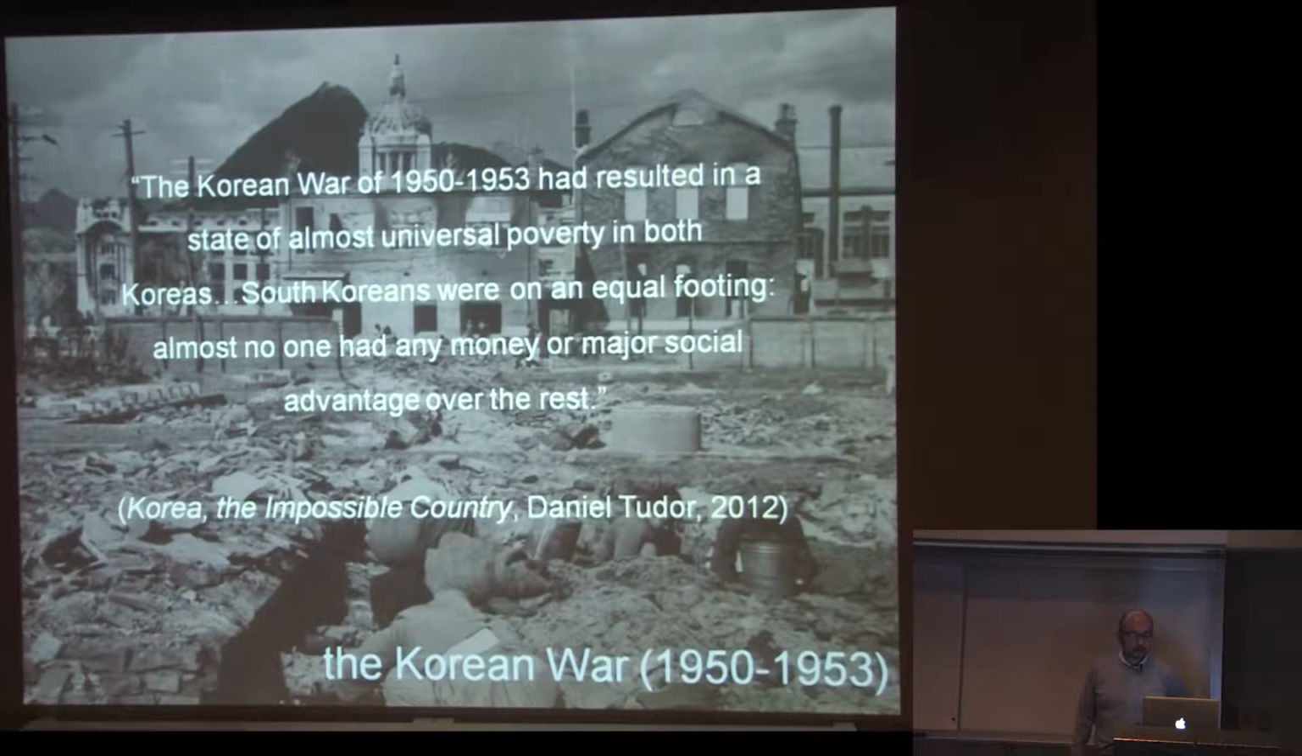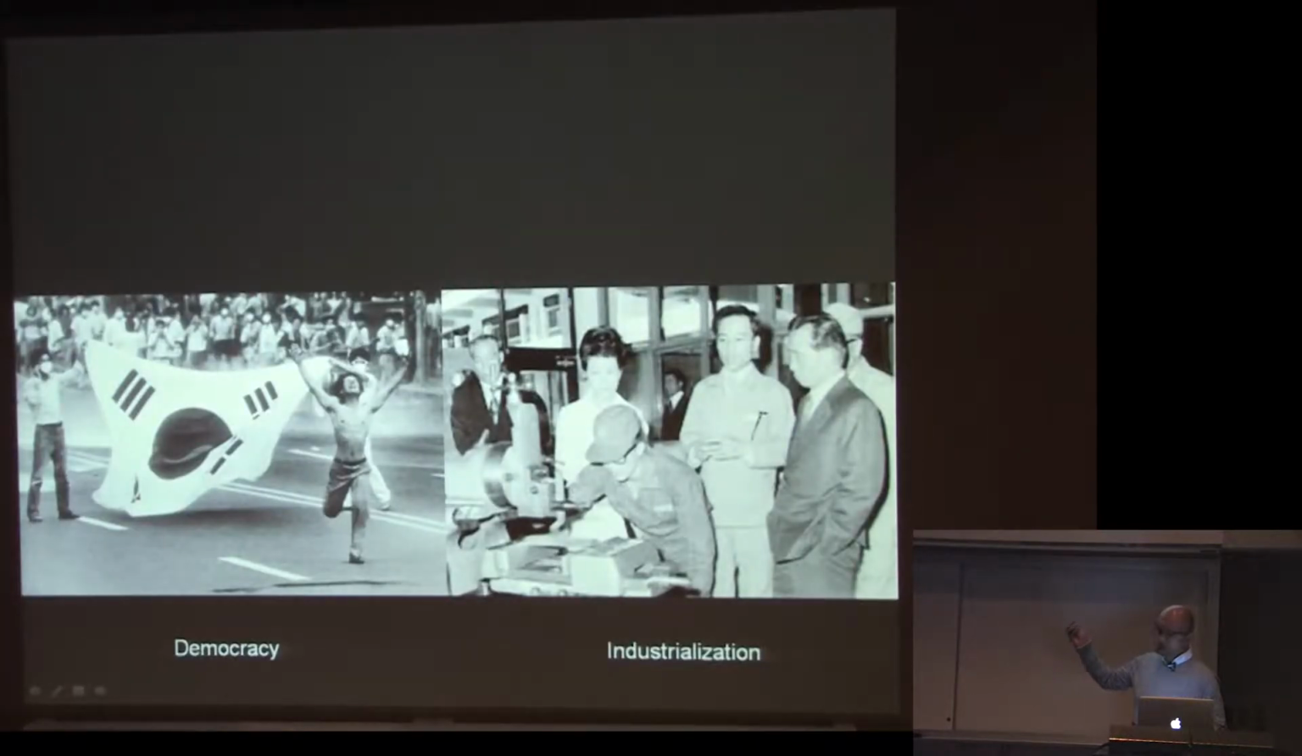This is a quote from a very famous book which came out about a year ago, written by a British correspondent to Korea and a good friend of mine, Daniel Tudor. Basically what it says is that after the Korean War, we all became equals because of the devastation it brought to us. And then Korea entered a very rapid period of modernization. It was a 2-track process of democracy and industrialization.